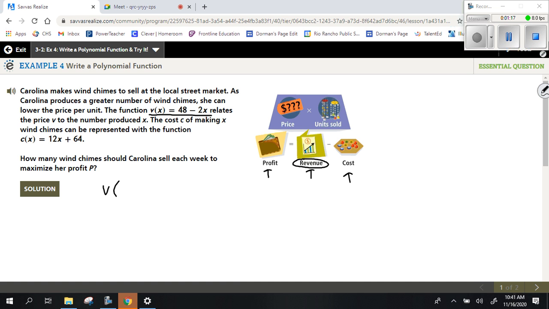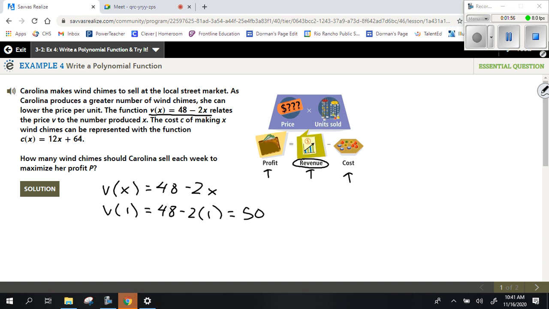produced, right? So if we look at this, V of X equals 48 minus 2X, what this is saying is that we could find out the price of one unit. Let's look at that. V of 1. If we have 1 unit, then the price of 1 unit is going to be $50, I believe. So what that's telling us is that one of them is $50.